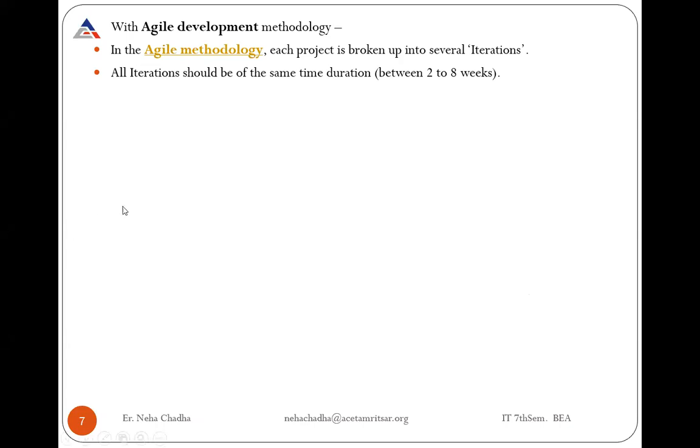Then it says at the end of each iteration a working product should be delivered. Consider this line very carefully, that it says at the end of each iteration, it should include all the phases starting from your requirement till your user acceptance testing. After each iteration, a final product will be delivered.